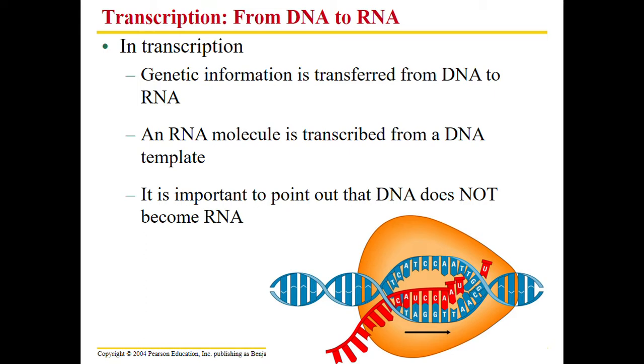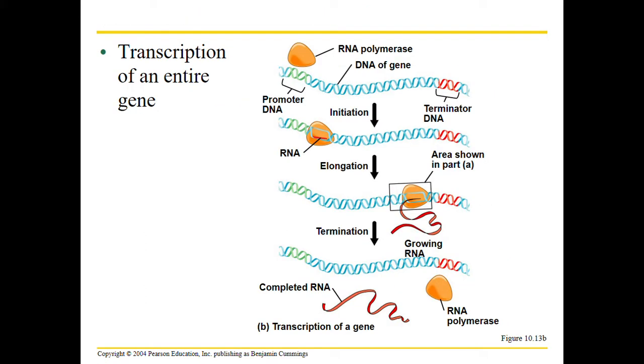what's happening. We split open the DNA. We have RNA polymerase that helps us. In DNA replication, it was called DNA polymerase. And this RNA polymerase helps make the RNA. It adds the RNA nucleotides in. So now the RNA polymerase binds on, and we have initiation, elongation, and termination to make a completed RNA sequence.